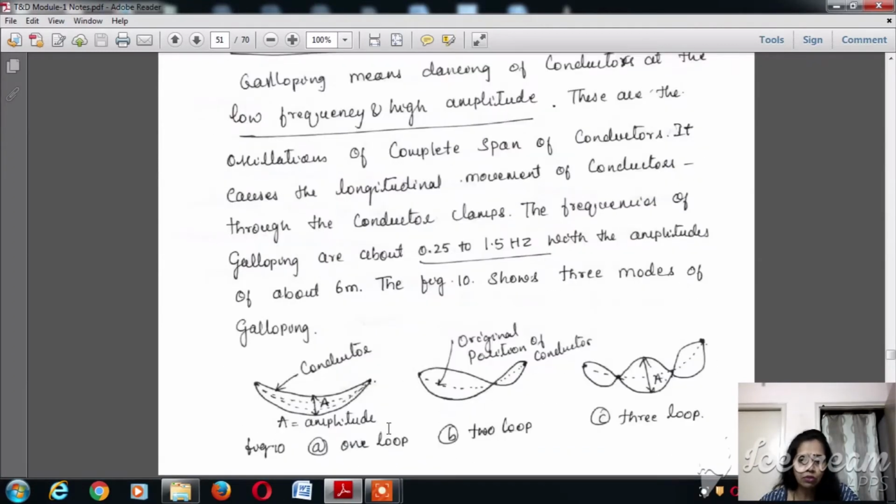This figure shows the three modes of galloping of the conductors. The first one shows that due to the amplitude A, the conductors are separated and then take a different shape. In the second one, from the original position, the conductor twists and the two conductors overlap each other, forming two loops. Continuing further, if it is too severe, it causes three loops, one overlapping the other.